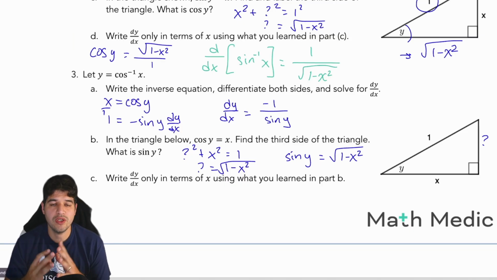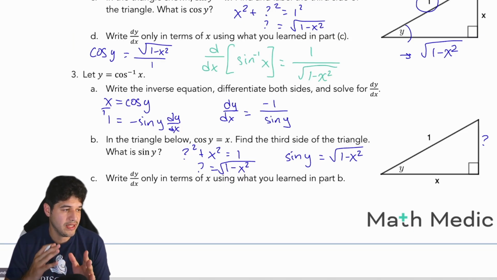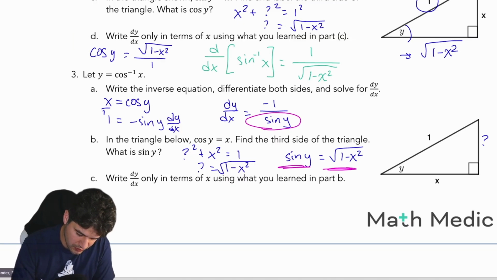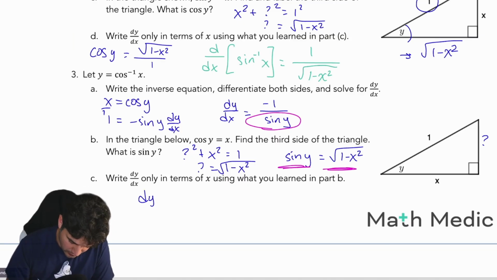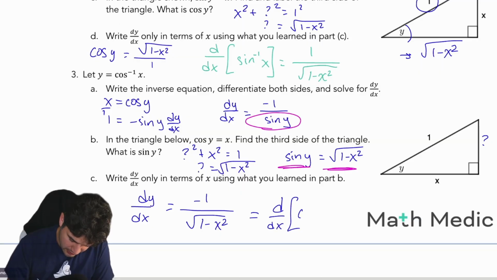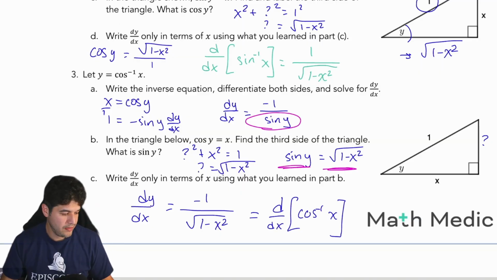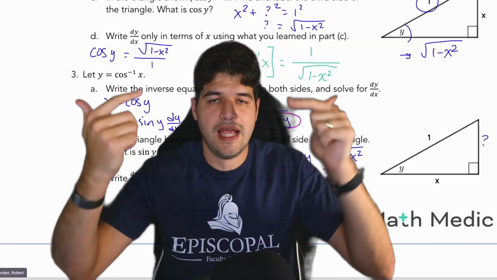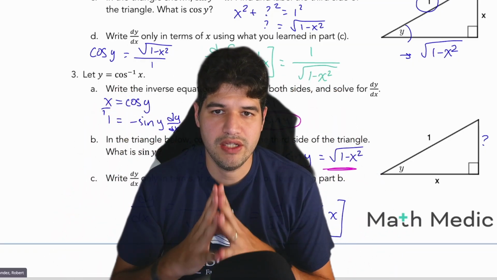So now what we look at is, all right, we're looking here at dy/dx. All right, so making a substitution, we know that dy/dx is -1 over sine y, and we have now figured out what sine of y is equal to. So we can say dy/dx is equal to -1 over the square root of 1 minus x squared. So this is equal to the derivative of inverse cosine of x. And that is going to be an intuitive approach to figuring out these derivatives of the inverse trig functions.